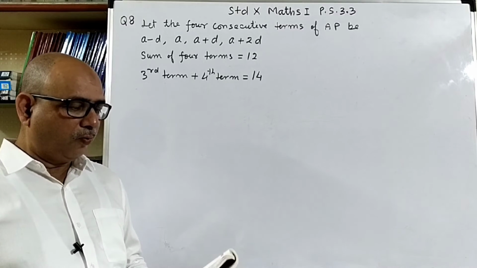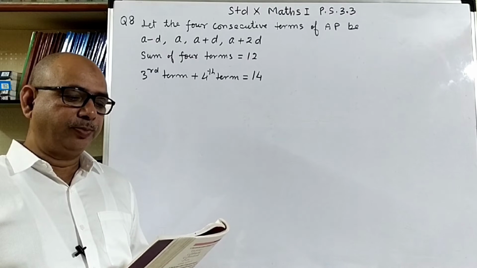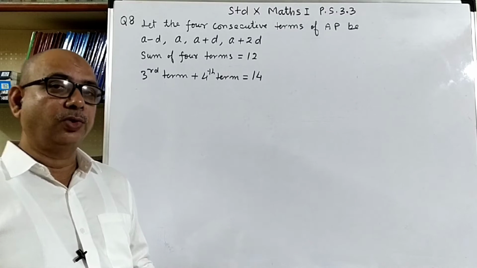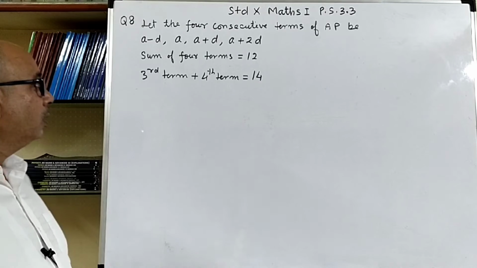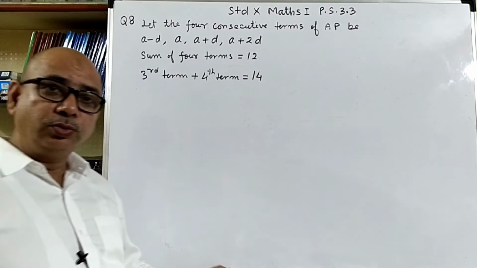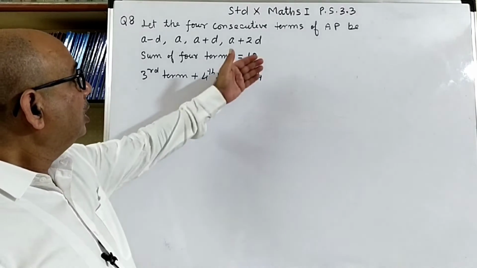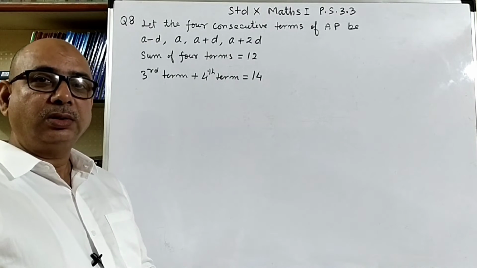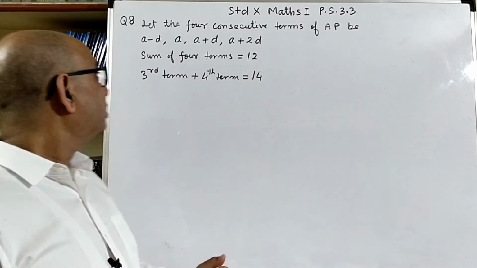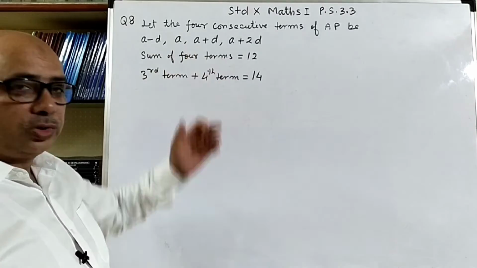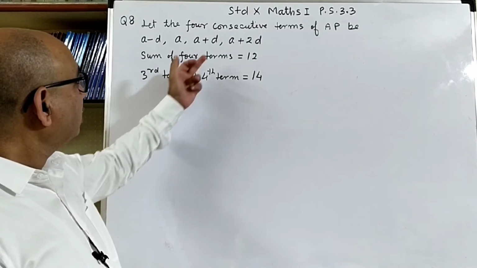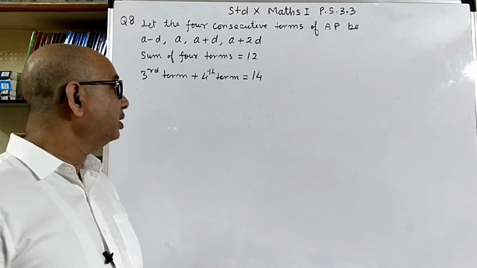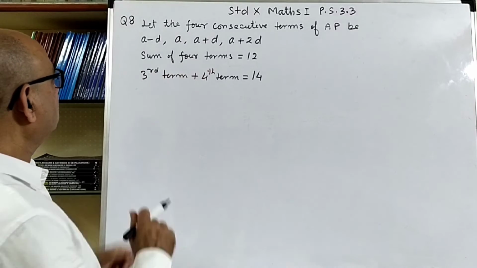Question number 8. Find 4 consecutive terms in an AP whose sum is 12 and sum of third and fourth term is 14. So first let's assume the 4 terms in the AP to be A minus D, A, A plus D and A plus 2D. Two given conditions are: sum of all these 4 terms is 12 and the sum of the third and fourth term is 14. Let's first use the first condition. Sum of 4 terms is 12.